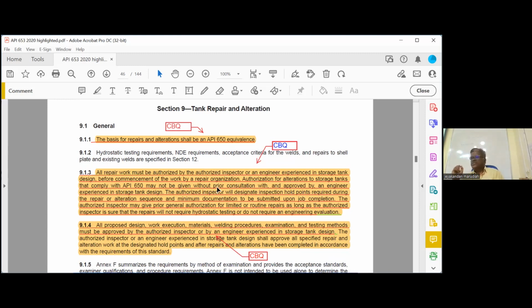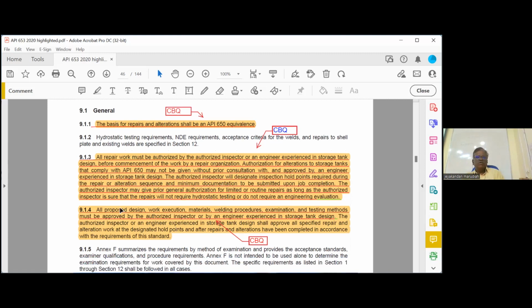So I will put it like this. Repair: inspector or engineer. Alteration: inspector and engineer. Alteration, both have to authorize it. Repair, anyone can authorize. Then the third line: the authorized inspector will designate the inspection hold points required during the repair and alteration sequence, with minimum documentation. The authorized inspector may give prior general authorization for limited or routine repairs, as long as the authorized inspector is sure that the repair will not require the hydrostatic test.